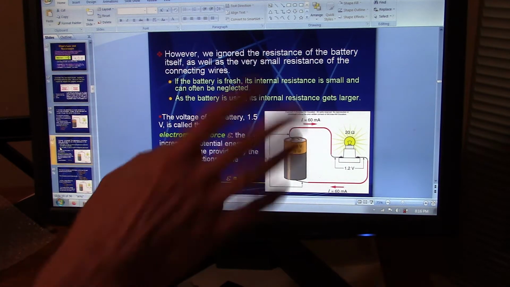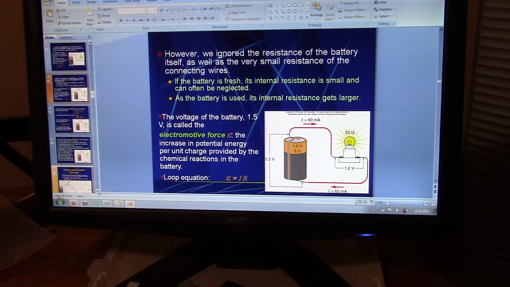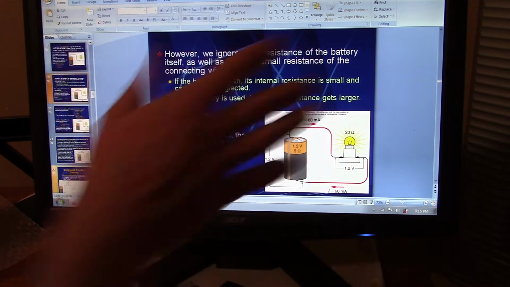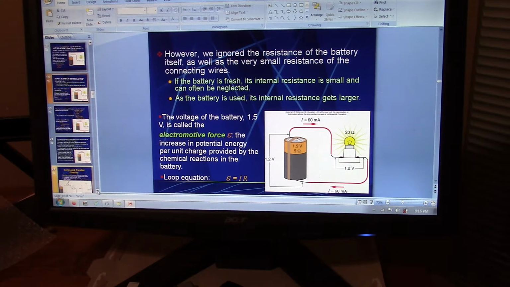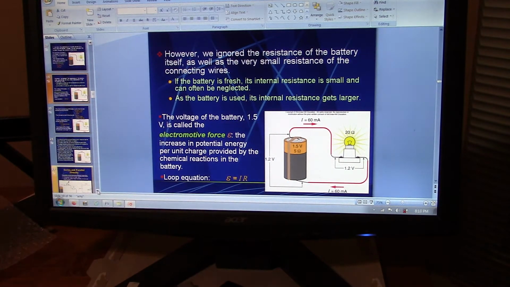Here they're talking about resistance of batteries. We're not going to worry about that. I worked in engineering forever. I never worried about, I mean, batteries themselves have an internal resistance, but we're not going to worry about that. That's a special situation. You don't have to worry about that if you're working on your car or fixing toys or a flashlight. You don't have to worry about the internal resistance of the battery.